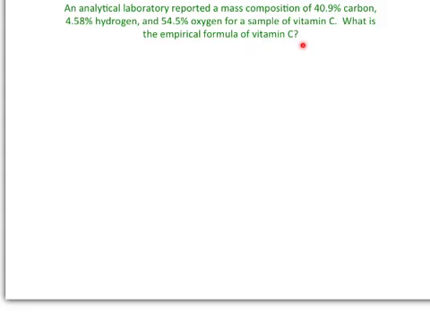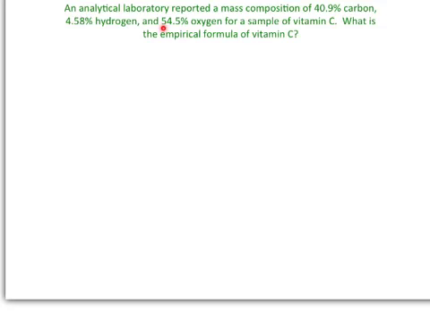So the easiest way to solve these problems is to assume that we have 100 grams of this compound. The reason we pick 100 grams is because then it makes our next step easier. Right? If I have 100 grams total, then that means I have 40.9 grams of carbon, I have 4.58 grams of hydrogen, and 54.5 grams of oxygen.